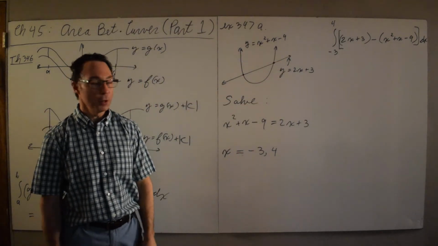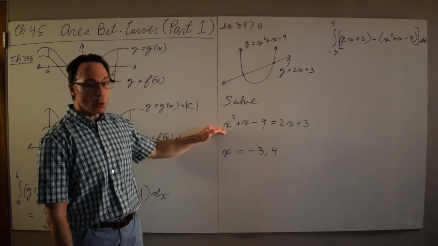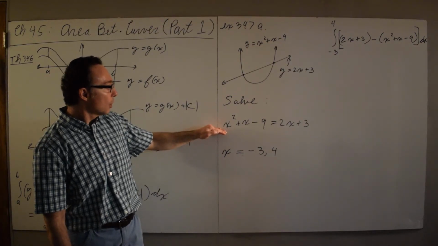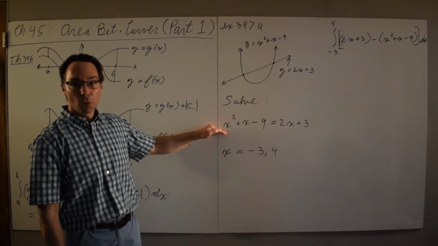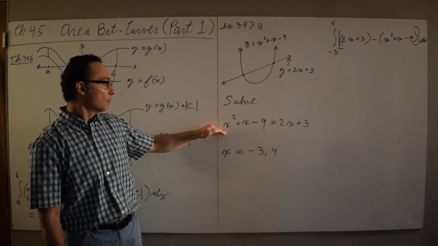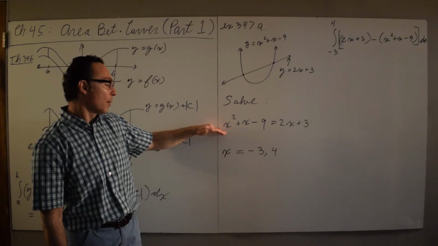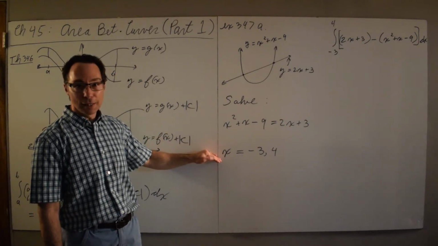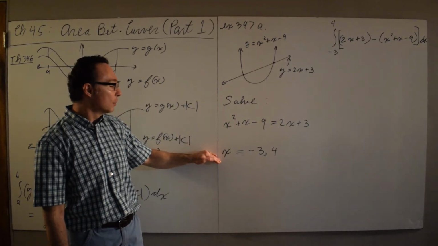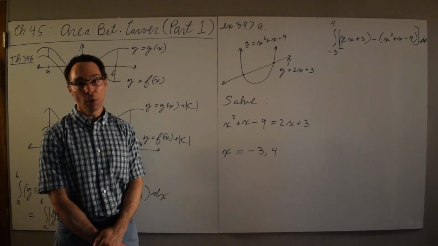We want to find the points of intersection, so we solve the quadratic equation x squared plus x minus 9 is equal to 2x plus 3. I've written the details in the notes, but we're just solving a quadratic equation. And so x is equal to negative 3 and 4. These are our two solutions to the quadratic equation.